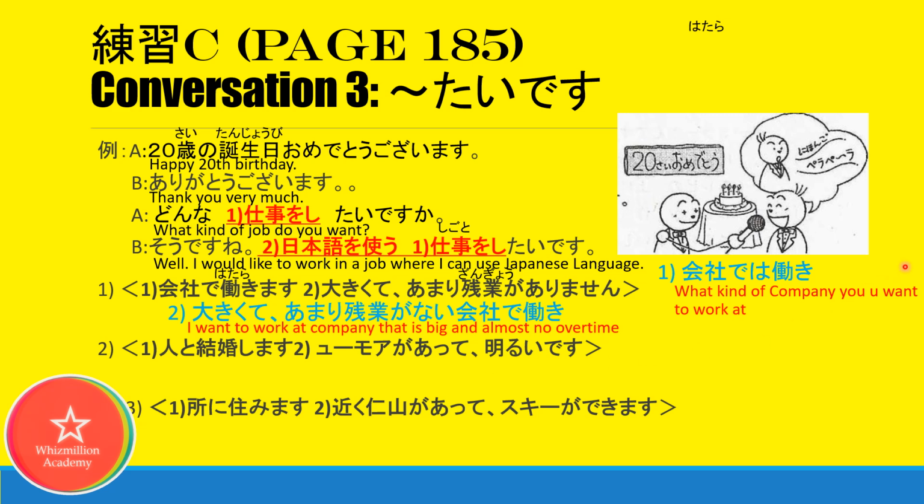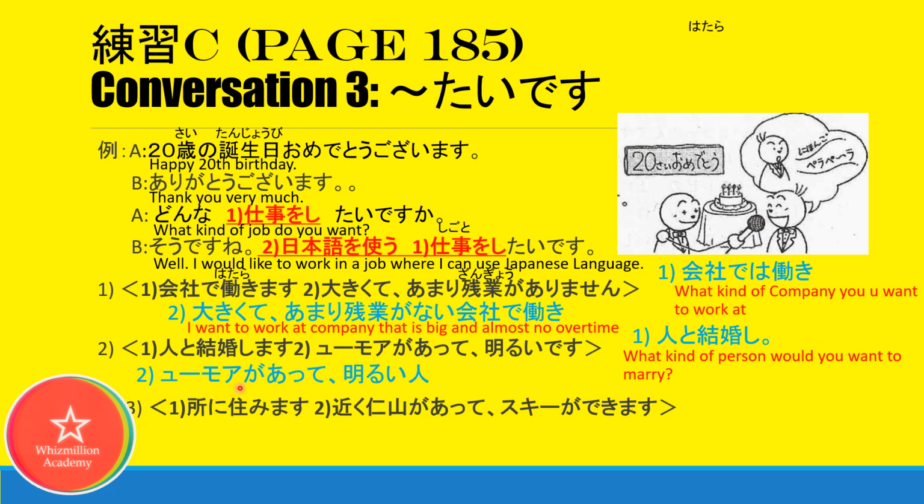Question number 2. 人と結婚します。ユーモアがあって明るいです。どんな人と結婚したいですか? What kind of person would you want to marry? ユーモアがあって明るい人と結婚したいです。I want to marry a cheerful and humorous person.